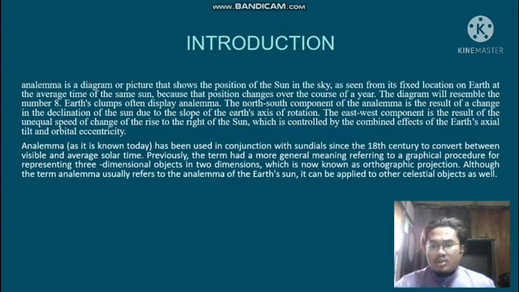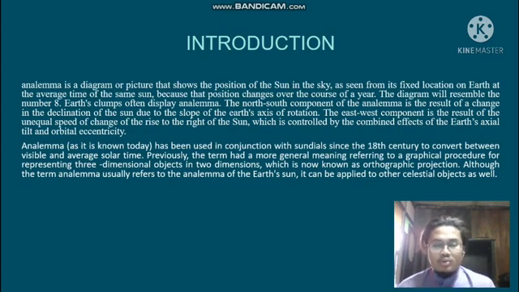The diagram resembles the number 8. Earth commonly displays the analemma. The north-south component of the analemma is the result of a change in the declination of the sun due to the slope of the Earth's axis of rotation. The east-west component is the result of the unequal speed of change of the right ascension of the sun, which is controlled by the combined effects of the Earth's axial tilt and orbital eccentricity.